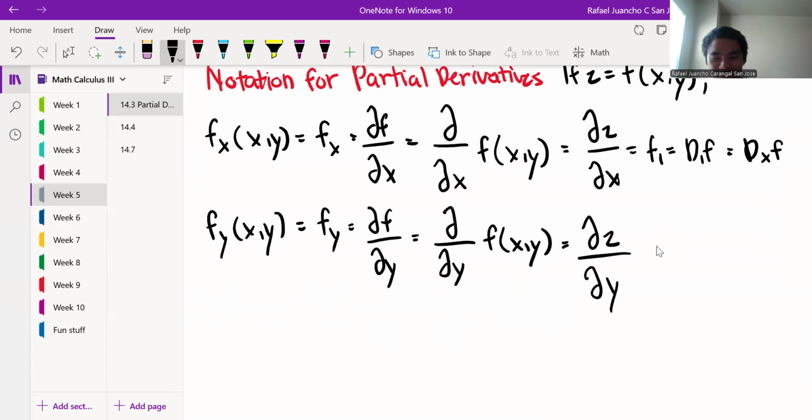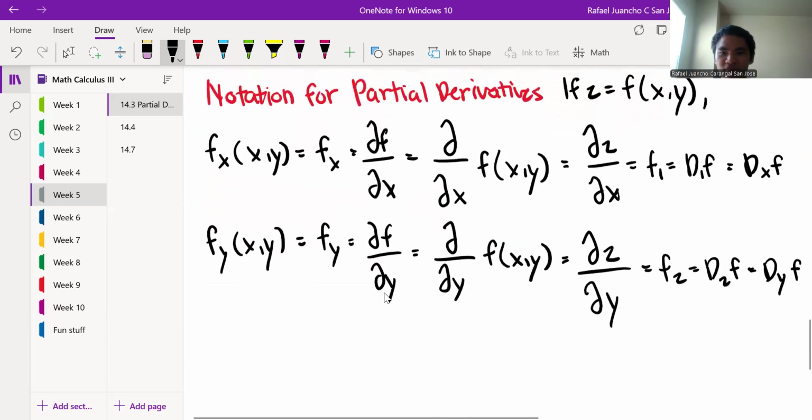And here we have the partial derivative of z with respect to y. And here it's actually simple because we're still taking the derivative, but we're doing it for both variables. Oh, this is also 2 instead of 1 to indicate that it's the second variable that we're looking for. So those are the notations of partial derivatives.